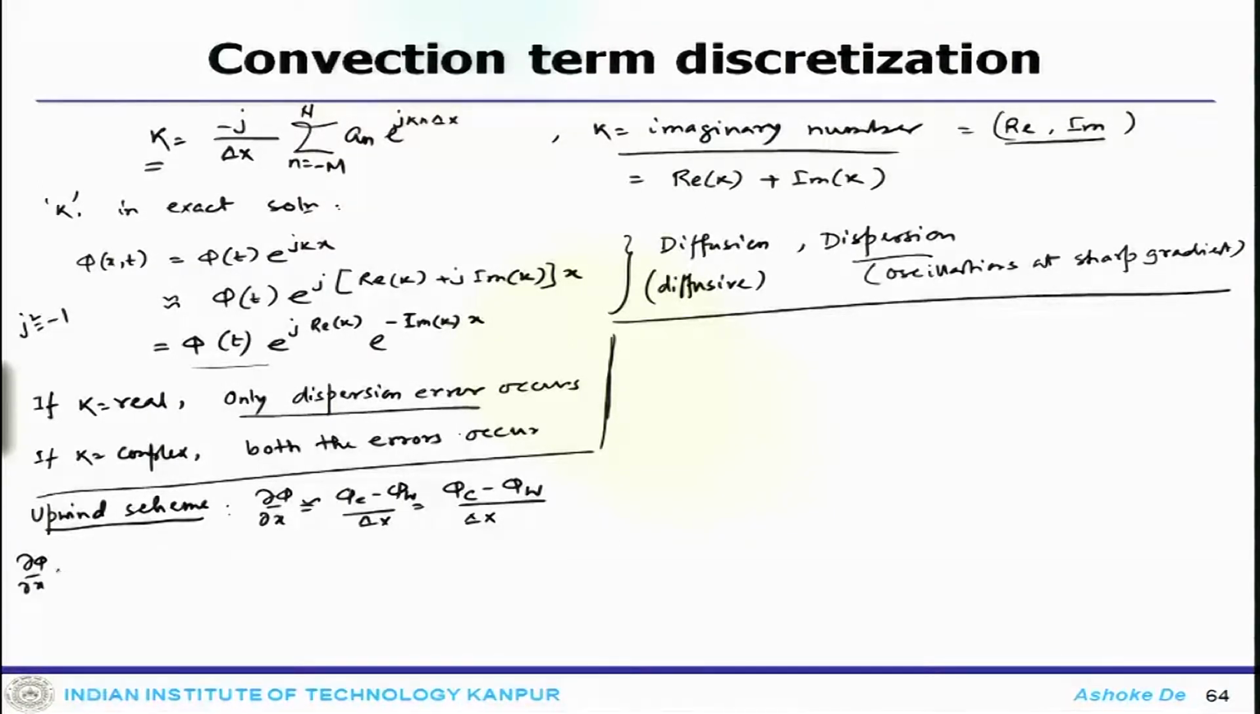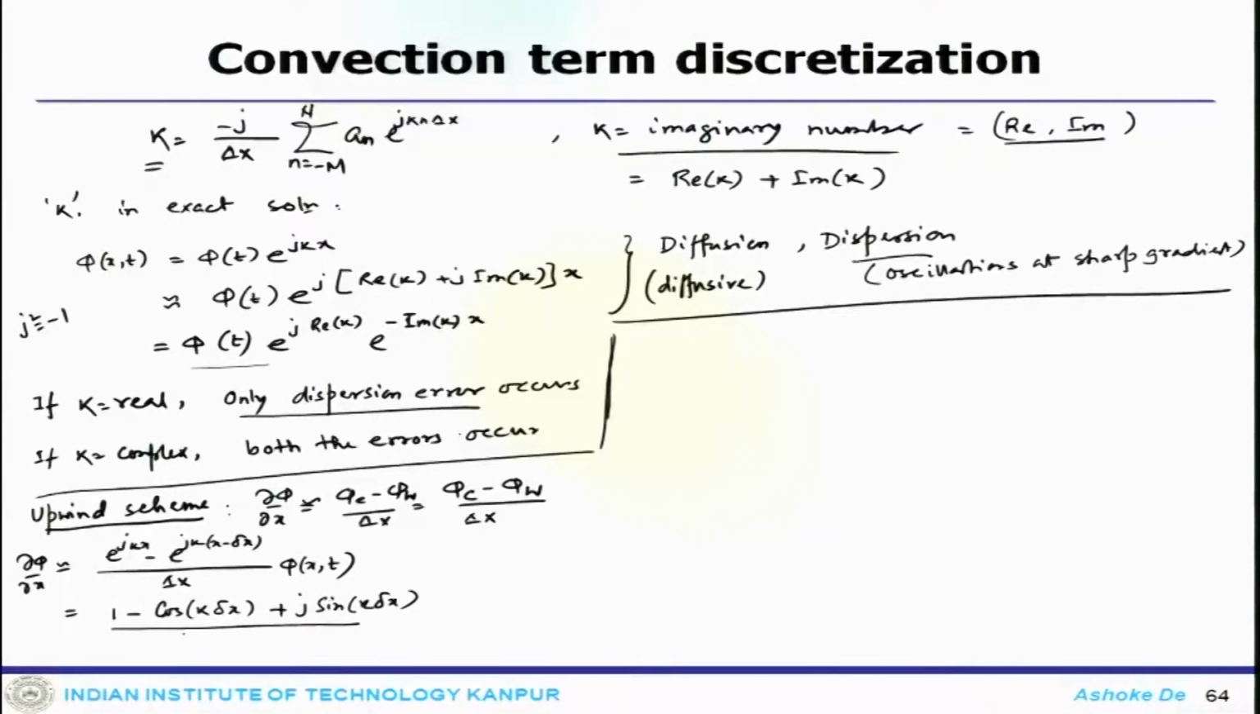So, one can write that as e to the power jkx minus e to the power jk(x minus delta x), divided by delta x, phi(x,t), which will get you back 1 minus cos k delta x plus j sin k delta x, divided by delta x, phi(x,t).